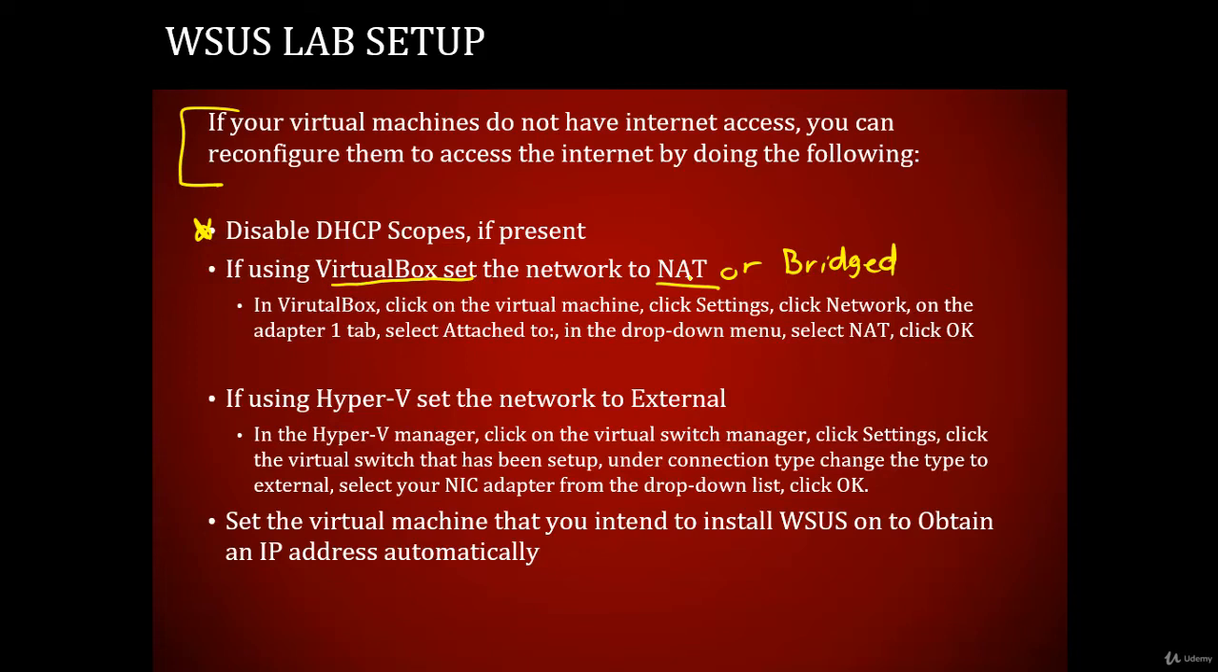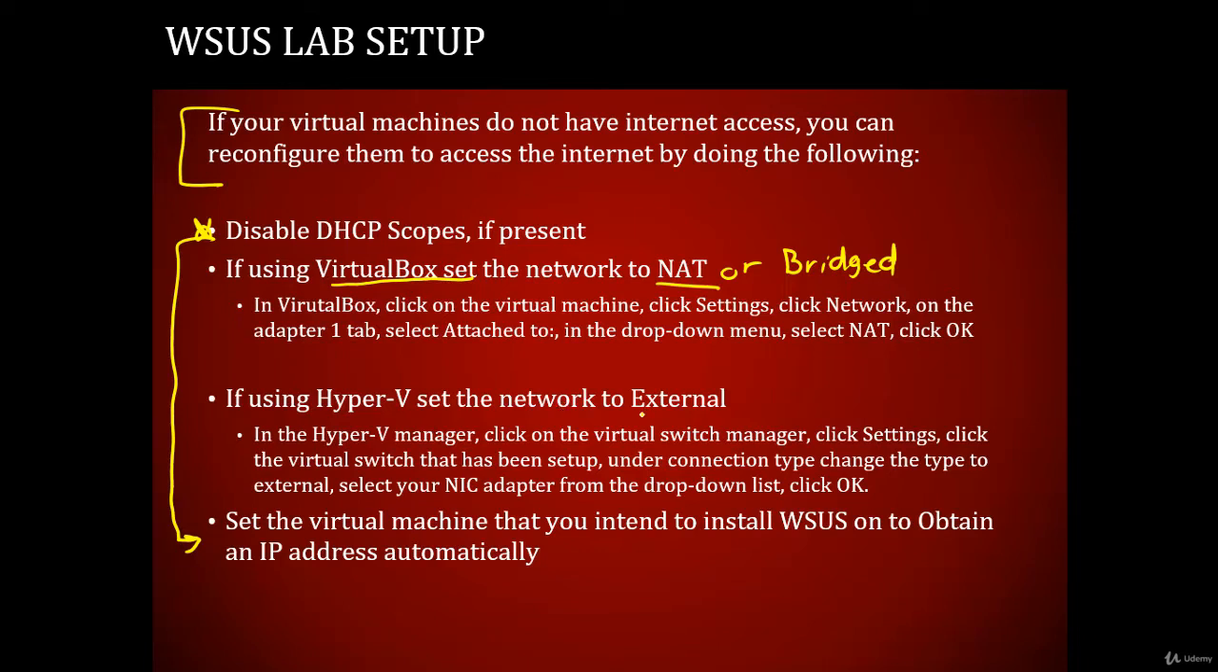Once you set that to bridged or NAT, then we need to drop down, and in the virtual machine, we need to set the virtual machine to obtain an IP address automatically. Once you do that, it should connect through your network to your router or whatever device is providing DHCP. It'll obtain an address and then it'll have internet access, and we can proceed with the install of WSUS. Once WSUS is installed, you've downloaded all the updates, you can just reconfigure this back to the way it was initially set up. If you're using Hyper-V, a similar configuration.